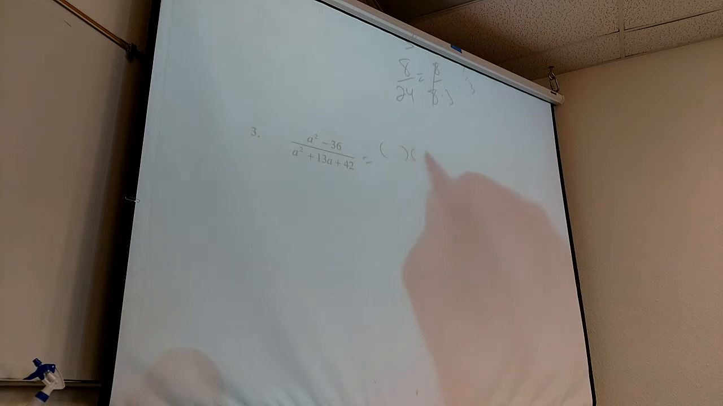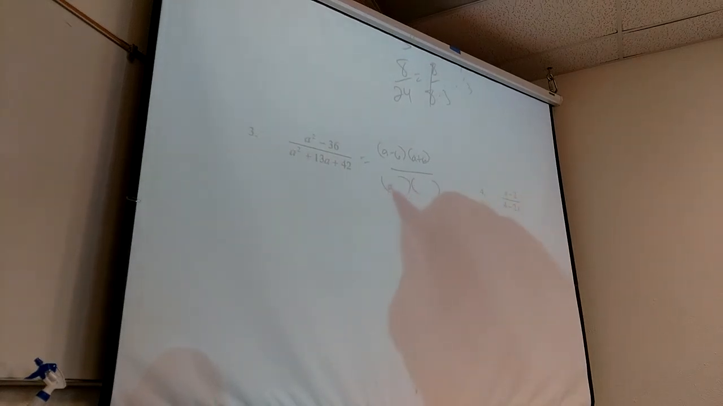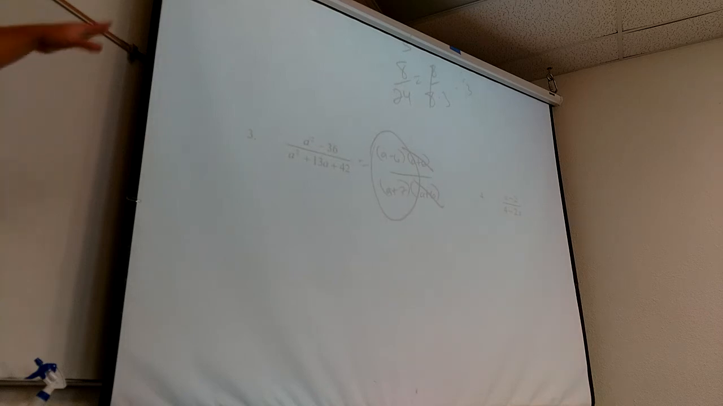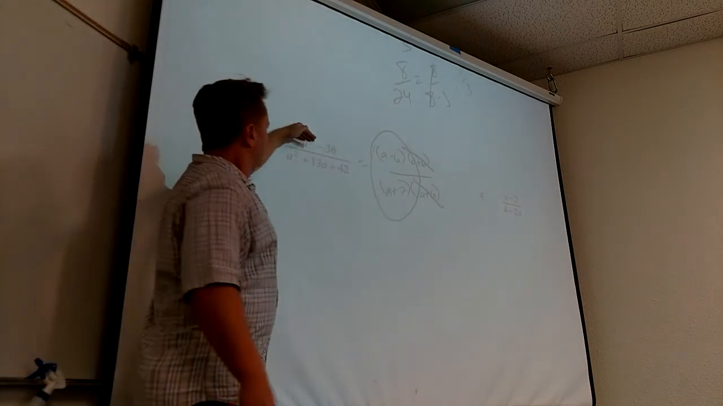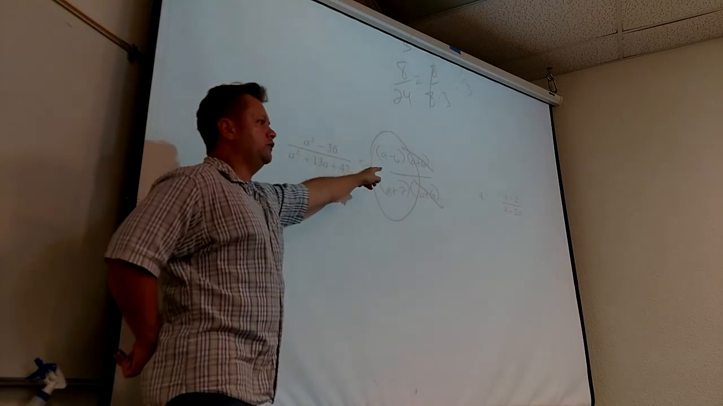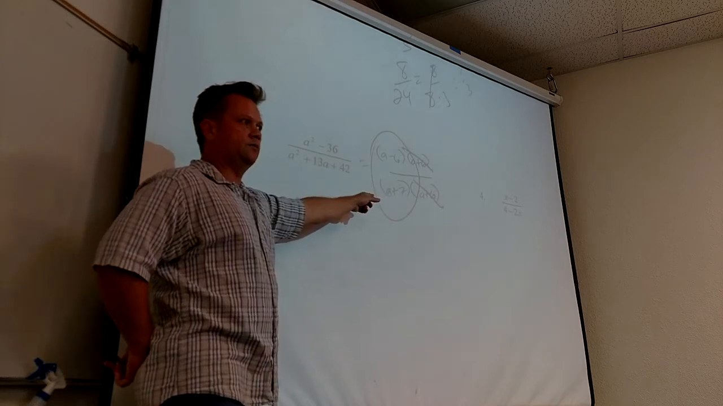How do you factor the top? I like it. How do you factor the bottom? Factors of 42 that make 13: 7 and 6. And look, what cancels now? What's the same? A plus 6. That cancels. So my answer is A minus 6 over A plus 7. So one of the next things we're going to do is reduce these variable expression ratios. But the more you understand factoring, the easier these things are.